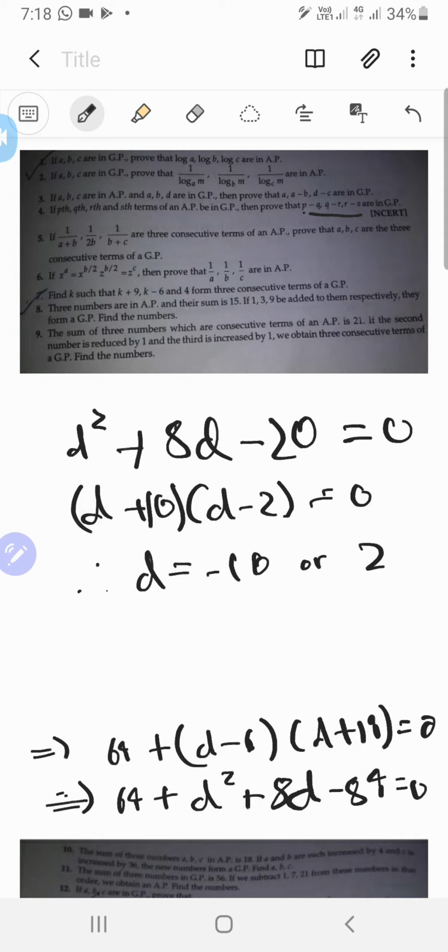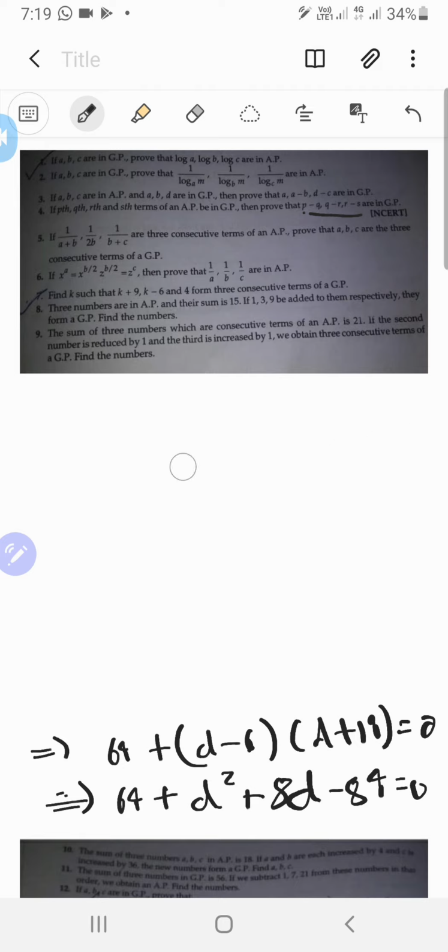Okay, when d is equal to 2, you get the first term as 3, the next term as 7. When 1, 3, 9 is added to these terms, you get 4, 8 and 9 plus 7, which is 16. So that is also a GP. Okay, find the numbers. So that's it. That was the whole thing. You found both the sets of the three numbers.